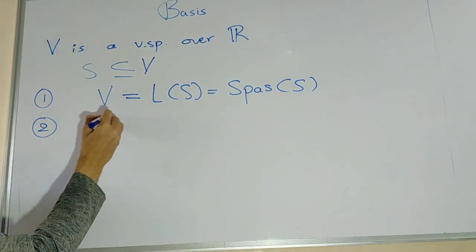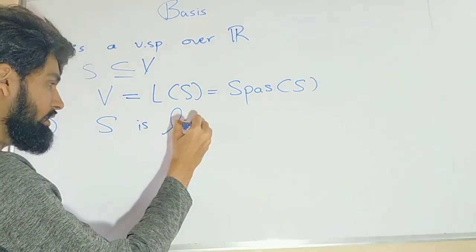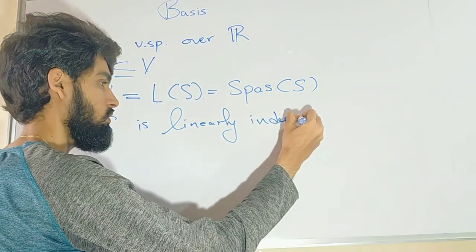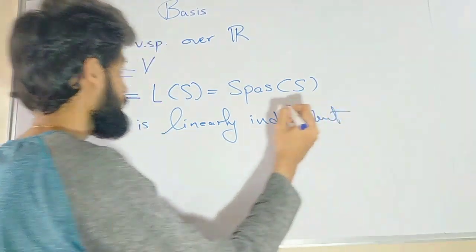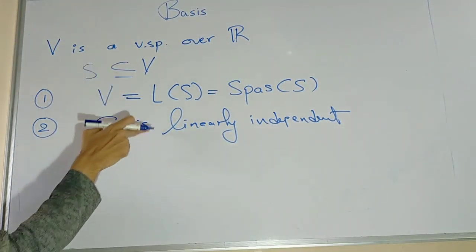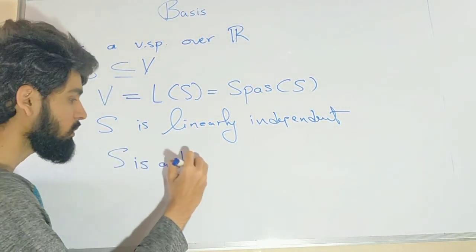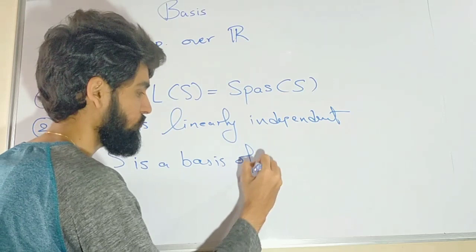Second, S is linearly independent. If my given subset satisfies these two properties, then we call S a basis of V.